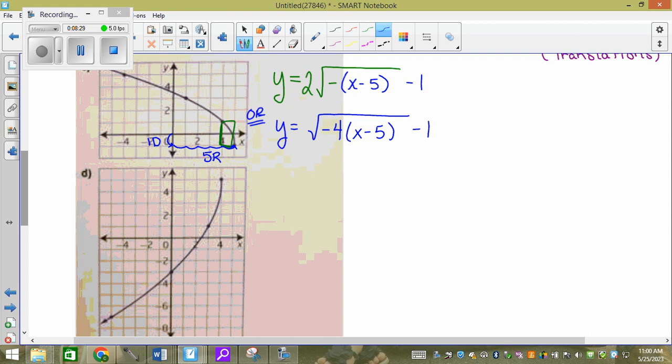Okay, D, is it up and to the right? No, it's actually down and to the left. That's the easiest one, because they're both reflected. So you put negatives in both spots, right? You don't even have to think about it. So it's down and to the left. So I would get y equals negative, negative. Okay, is it a 1 by 1 box?